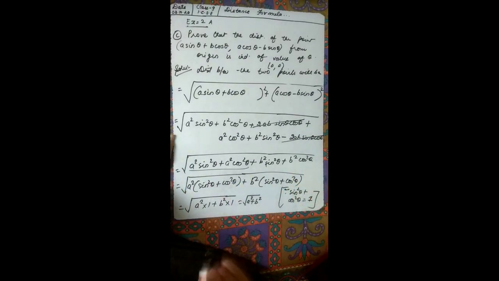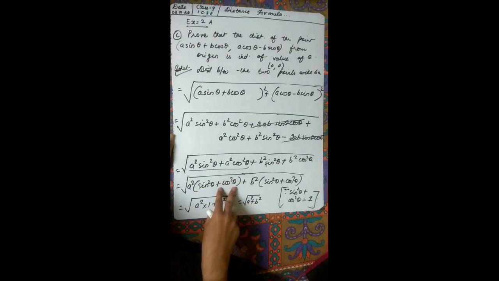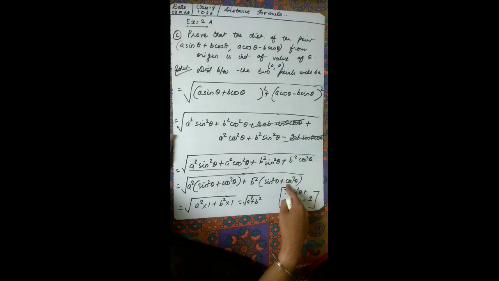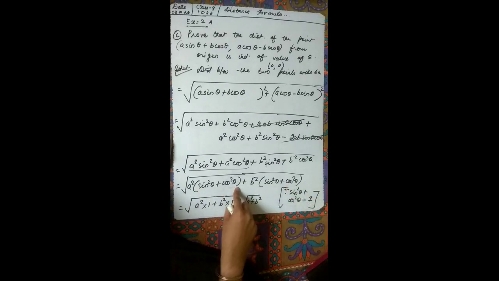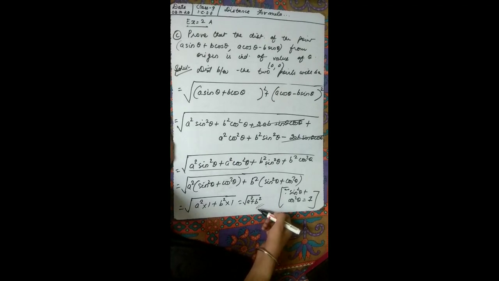Now from these two I'm taking a square common, so in the bracket sine square theta plus cos square theta. From these two I'm taking b square common, sine square theta plus cos square theta. In trigonometry we have seen the square relationship, that sine square theta plus cos square theta equals 1. So in place of this I have written 1 and this also 1. A square plus b square. So this value is independent of theta. Are we getting any theta here, sine theta or cos theta? No. So hence proved.